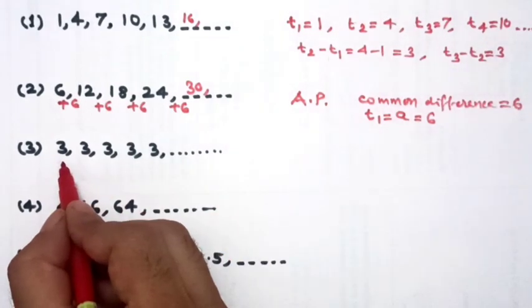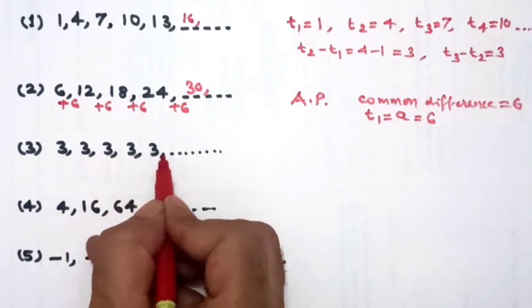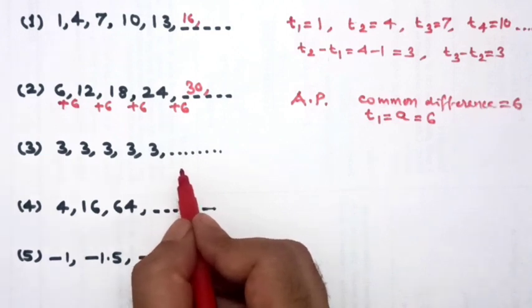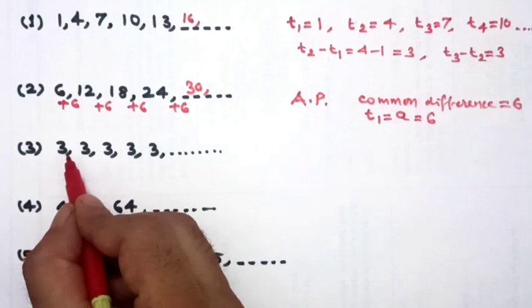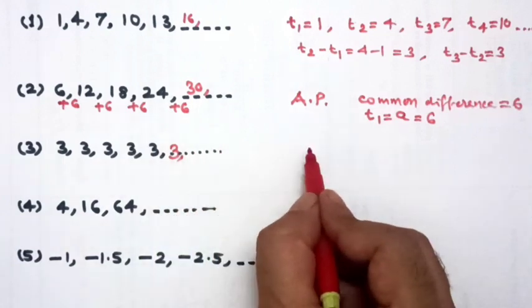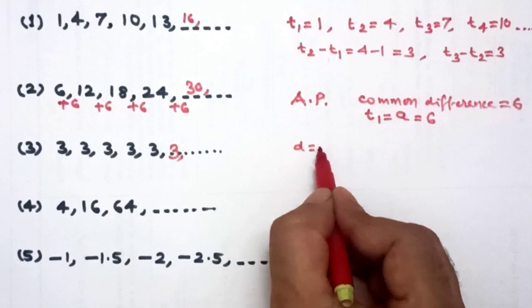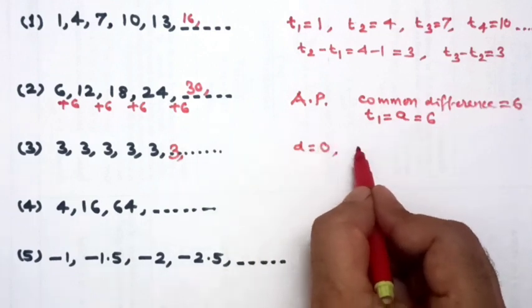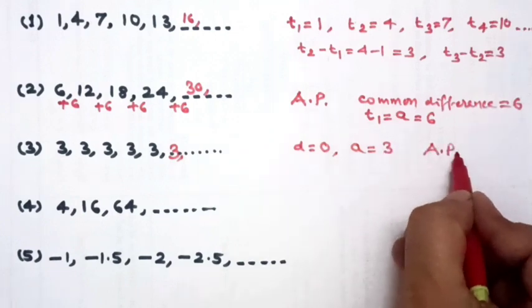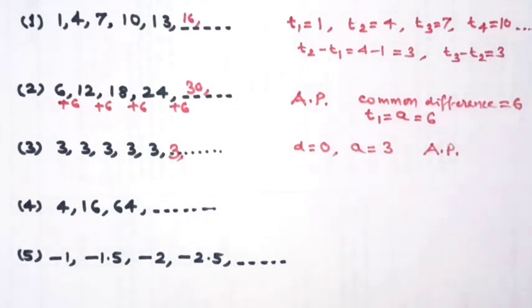Let's come to the third example. 3, 3, 3, 3, 3, 3, and so on. So here the value remains constant. That means the difference between two consecutive terms is 0. So ultimately your next term will again be 3, and 3, and so on. So your common difference D will be 0, and your first term, which is A or T1, is 3. And my dear student, it is an AP. So you understood with these examples what is an AP. Let's go to the next example.